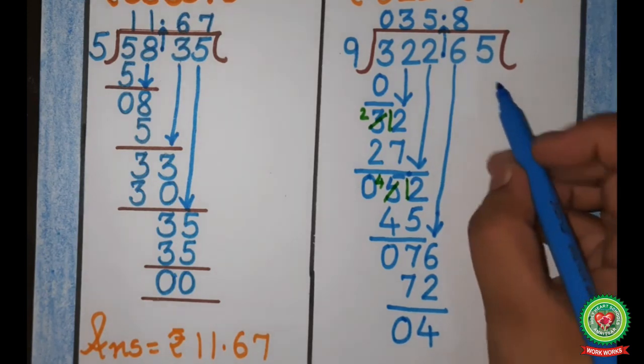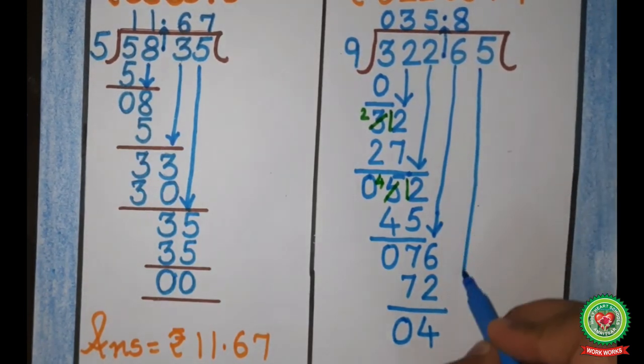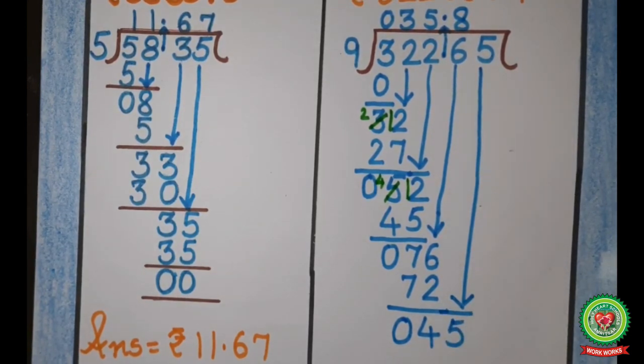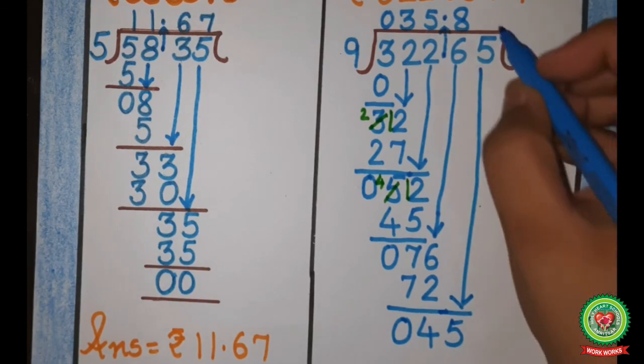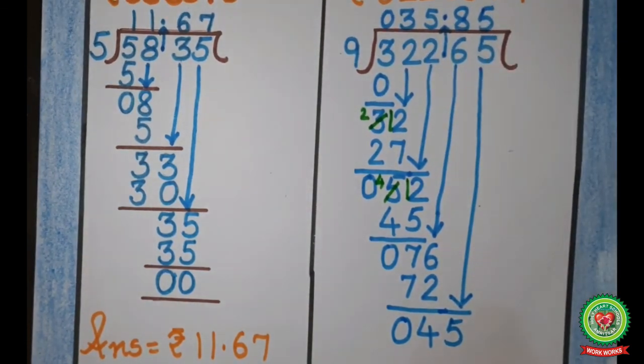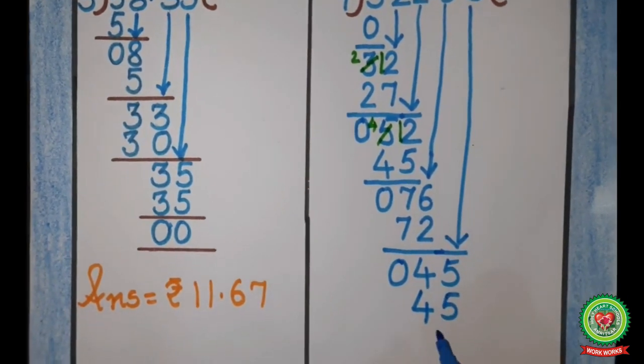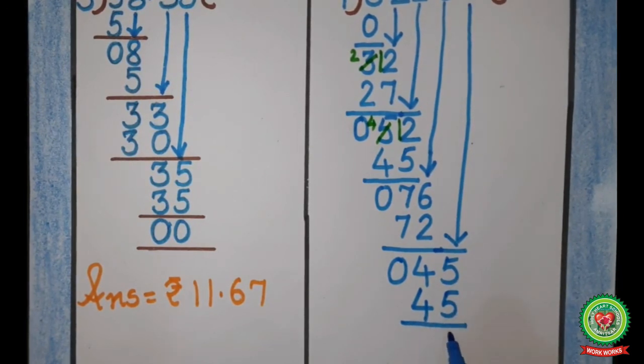Next turn is of 5. So bring 5 down. The new number is 45. On the 9 table, 45 comes or not? Yes. On the 9 table, 45 comes, and it comes on 5. 9 fives are 45. So we will write here 9 fives are 45. Next step is do minus. 5 minus 5 is 0. 4 minus 4 is 0.